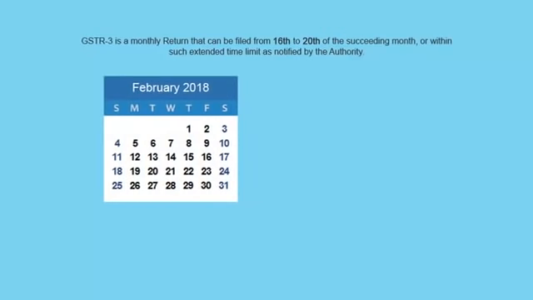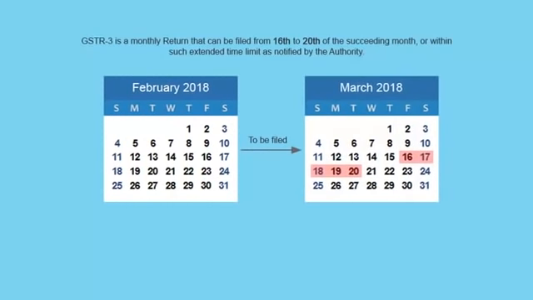GSTR3 is a monthly return that can be filed from 16th to 20th of the succeeding month or within such extended time limit as notified by the authority. For example, GSTR3 for the month of February 2018 needs to be filed between 16th and 20th of March 2018. However, filing this return is based on certain prerequisites.